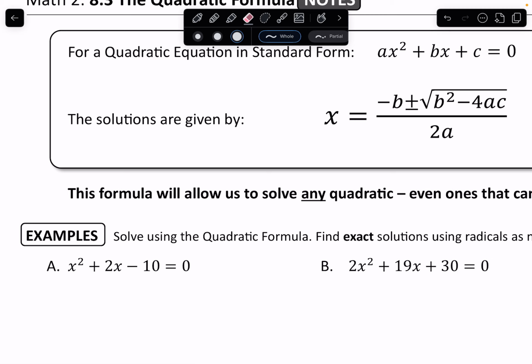Example A says x squared plus 2x minus 10 equals 0. I need A, I need B, I need C. So A is the number in front of x squared. In this case, there is no number. So technically it's a 1, we just don't write it. I need my B value, positive 2, and I need my C value, negative 10.